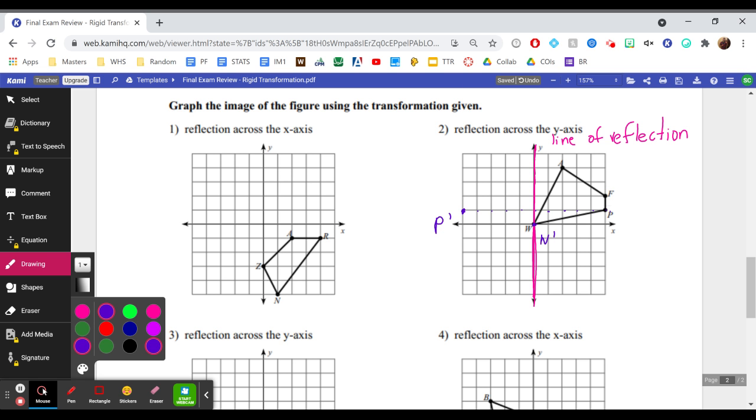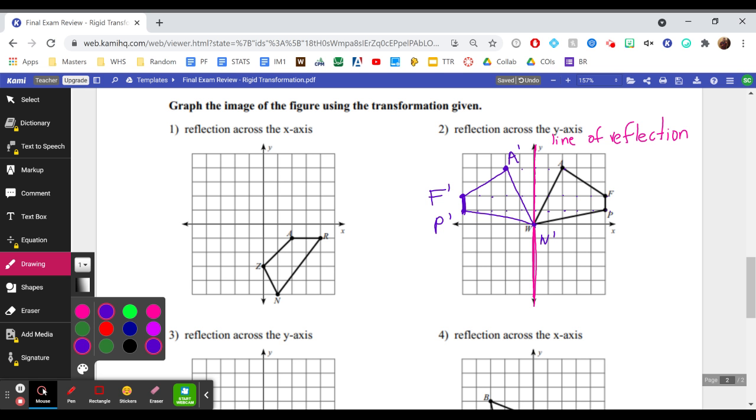Now, F, again, it's 1, 2, 3, 4, 5. And it's 1, 2, 3, 4, 5 in the opposite direction. So it's going to be F prime. And finally, A, I'm going to move it 1, 2, 1, 2. A prime. Okay, so now I'm going to just connect all of them. From W prime, we're going to go to P prime. From P prime to F prime. From F prime to A prime. And from A prime to W prime. And that is the reflected figure.